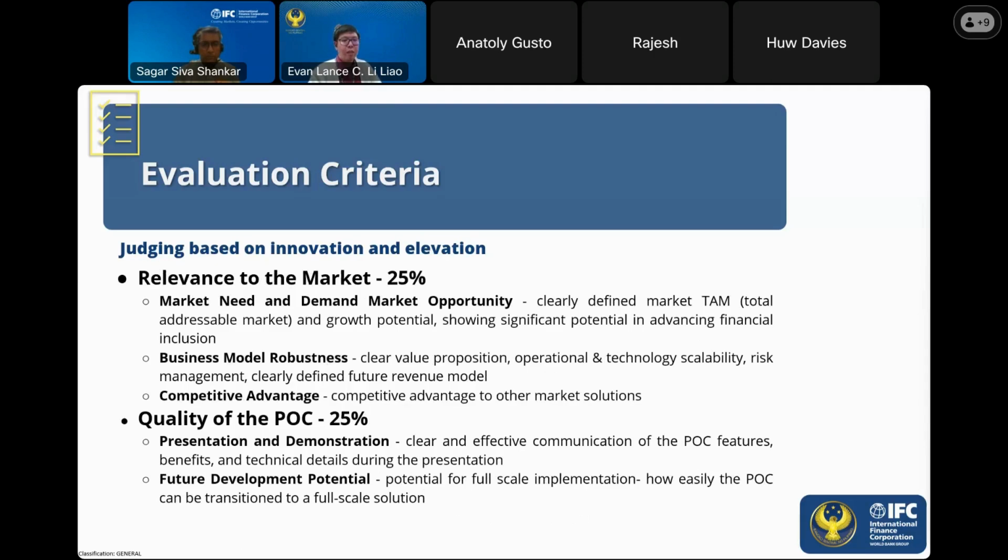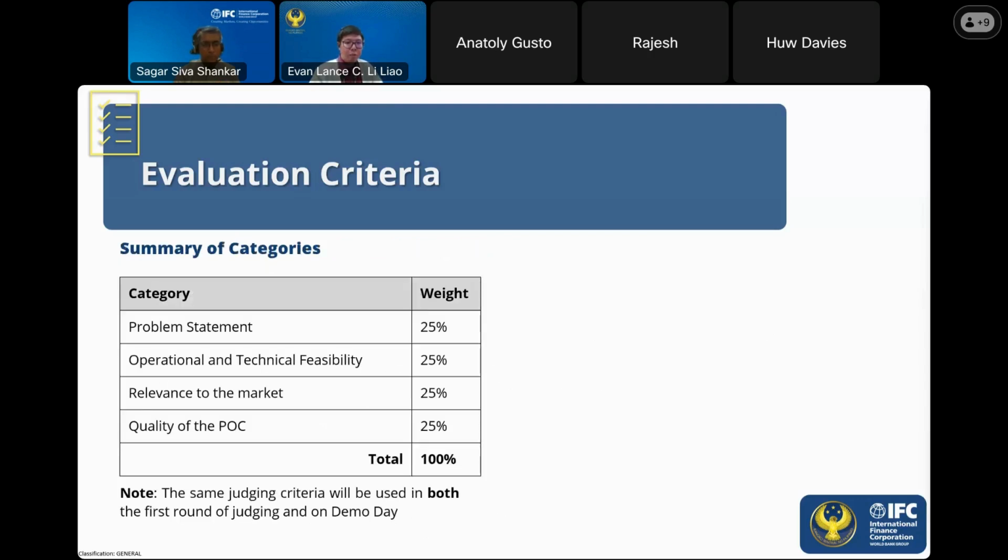And lastly, this would be focusing on the quality of the POC. So presentation and demonstration of both the submission, and if you're presenting in person at demo day, also the delivery of your presentation, as well as the future development potential. So is there a potential for a full-scale implementation on this, and how it can be transitioned into something that can be productized? So to summarize, there are four categories, each with a weight of 25%. They will all amount to 100%.